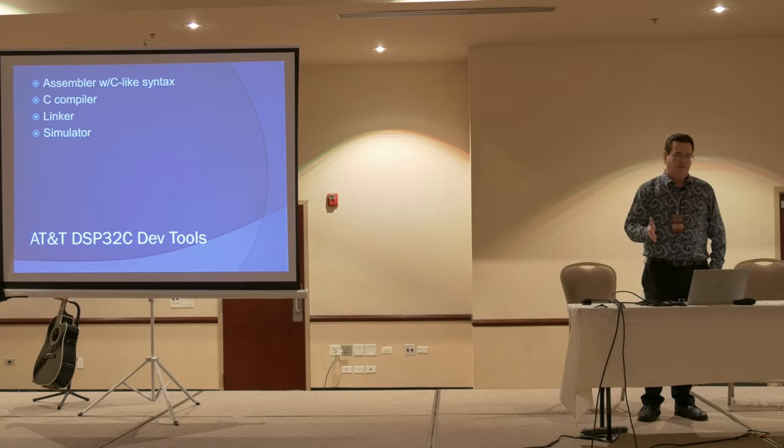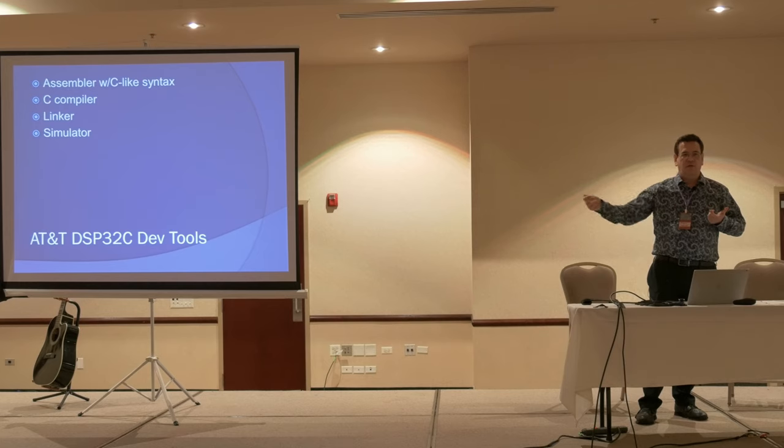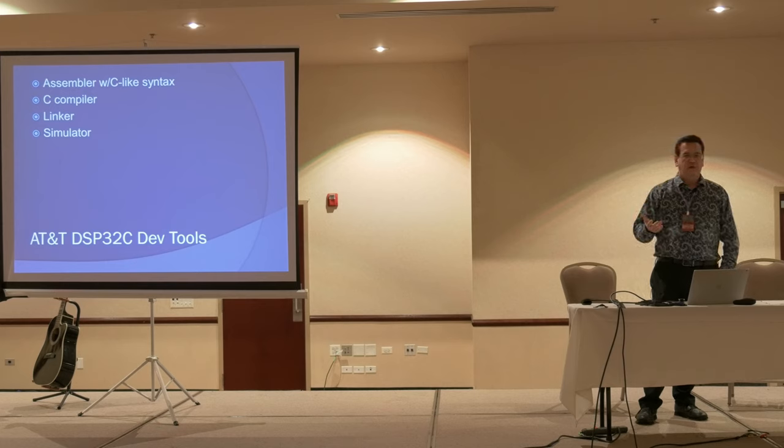Another interesting thing about this chip is that the assembly language doesn't look like your typical assembly language. It looks more like C. It looks like a restricted, simplified form of C. So instead of saying add R2, R1, R3 to take R1 plus R3 and store the result in R2, you just write R2 = R1 + R3. So the assembly syntax is very approachable to anybody that is already familiar with C.